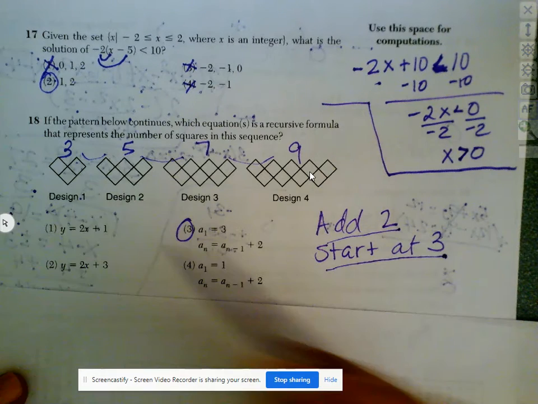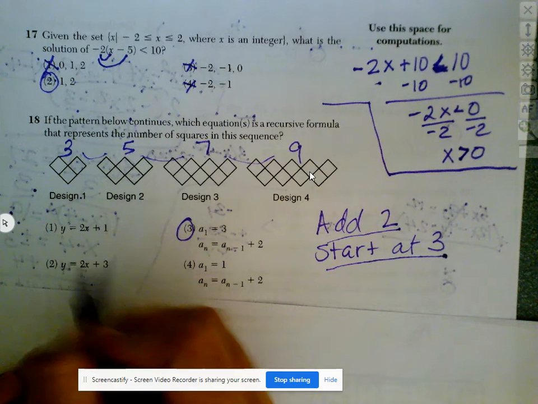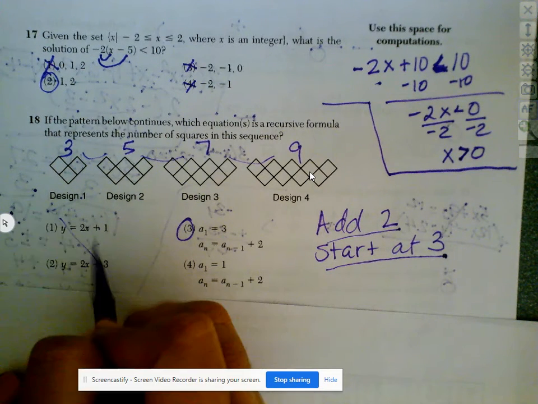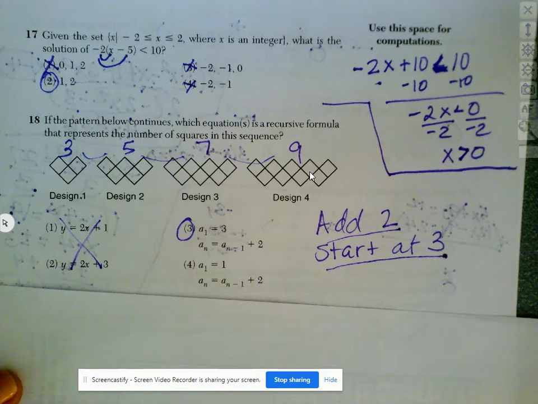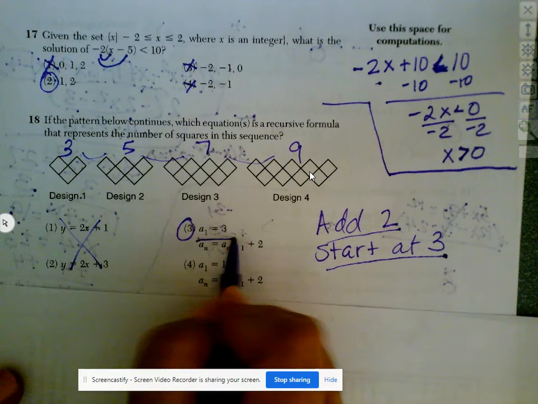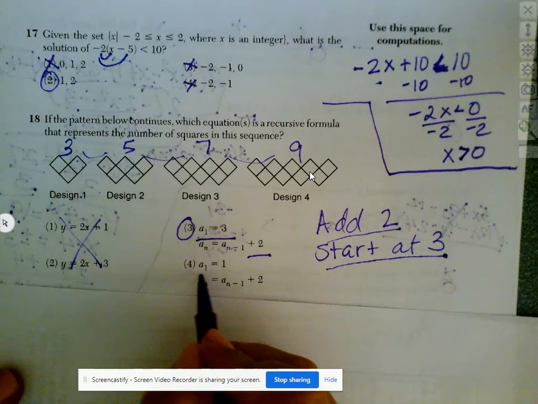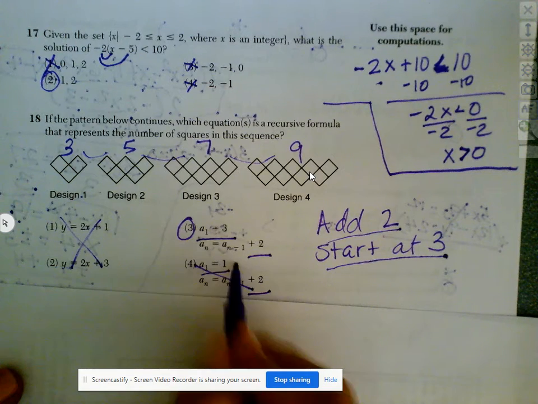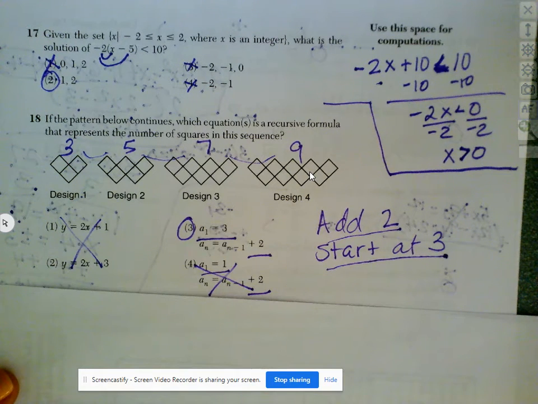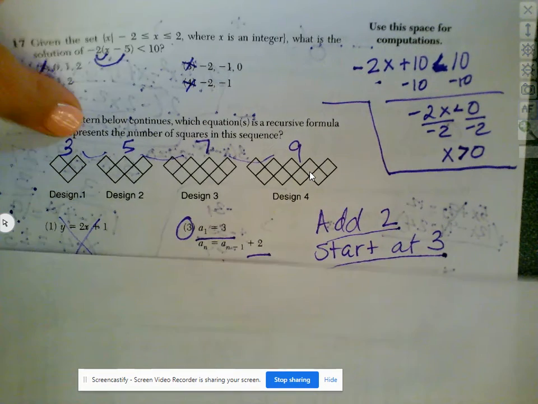So these ones don't work because they are equations, and that's not what we're looking for. We're looking for a pattern. So we want to find the one that starts at 3 and adds 2 each time. Well, I see starting at 3 and adding 2. This started at 1 and added 2, so that does not work. So it's choice 3, looking for patterns.